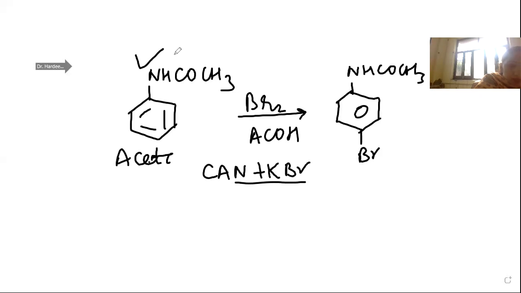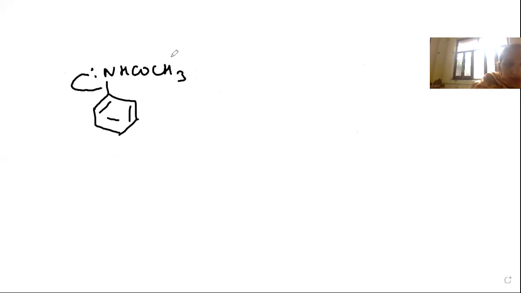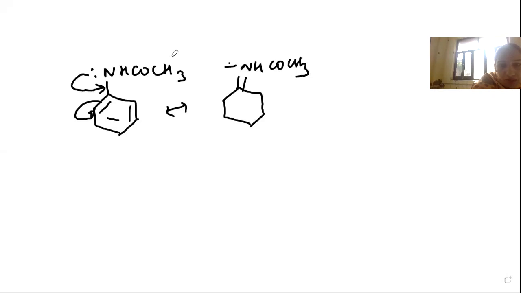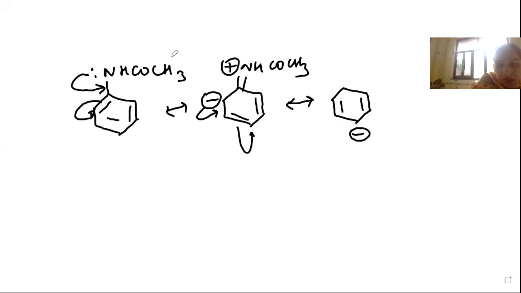So let us see the mechanism of this reaction. Like the nitration, in this case the electrophile is Br positive. So this is your acetanilide. Nitrogen is having the lone pair, so this lone pair can go here and we can draw the resonating structures like this. Double bond, NHCOCH3 positive, and here we have negative charge at the ortho position. In the next resonating structure, we will be having the negative charge on the para position.